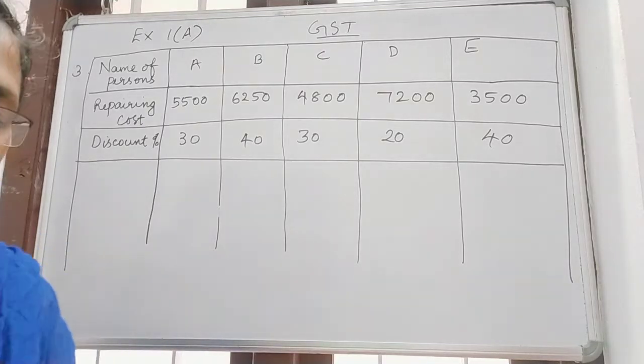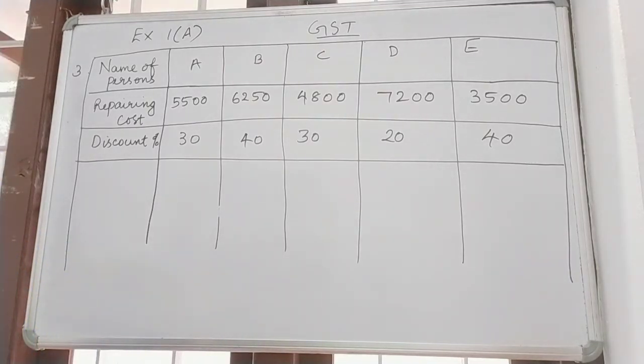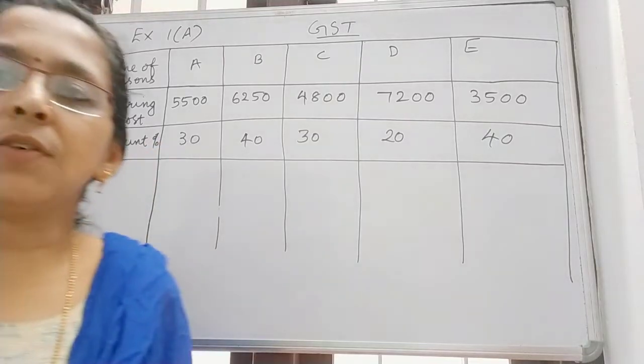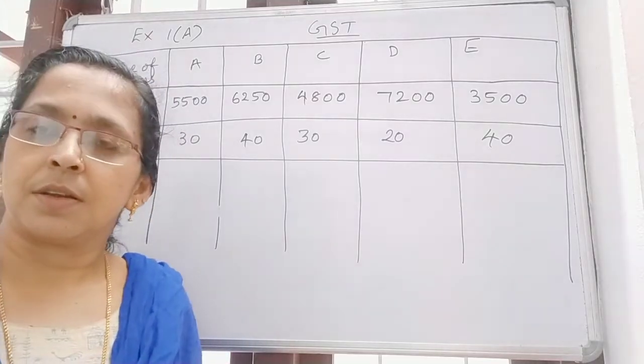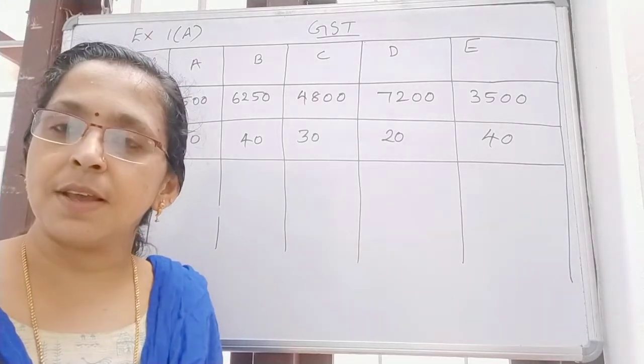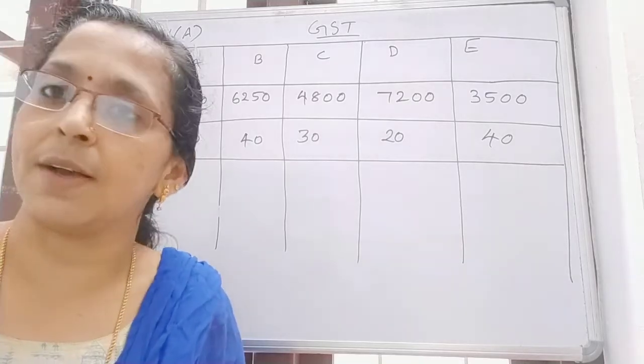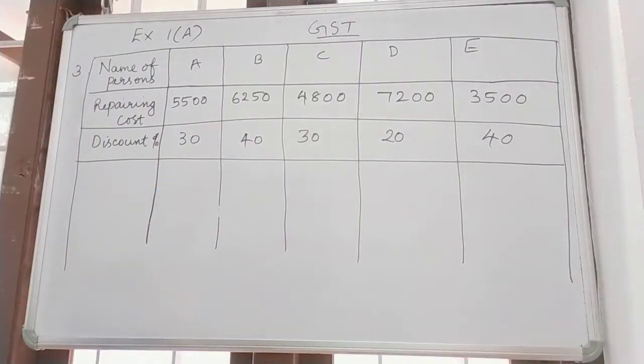So A, B, C, D, E are different persons. Repairing cost is given, discount percentage also given. So discount is given as 30%. So how much percentage we have to pay? That is total 100%. So 100 minus 30, so 70% we have to pay. So directly we can write that.